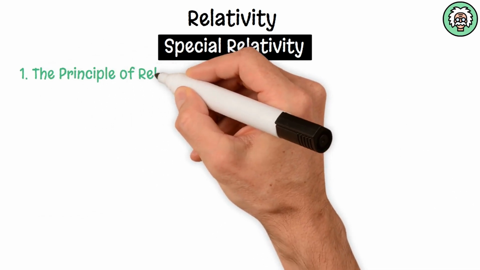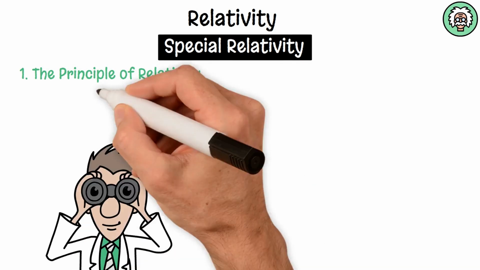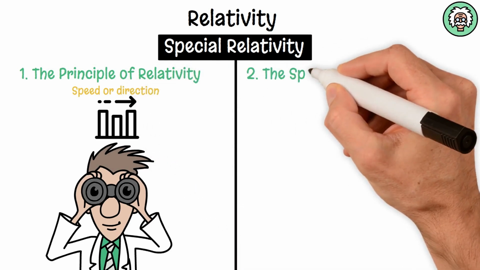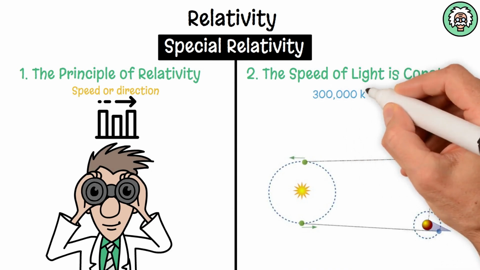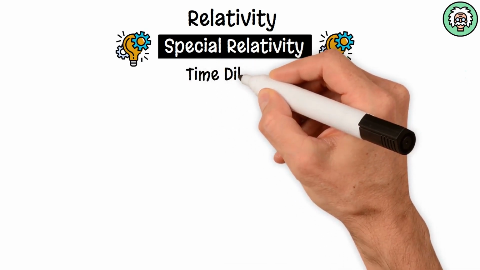1. The principle of relativity. The laws of physics are the same for all observers, regardless of their constant speed or direction. 2. The speed of light is constant. The speed of light in a vacuum is always the same, approximately 300,000 kilometers per second, no matter the observer's motion. The key concepts in special relativity are time dilation.